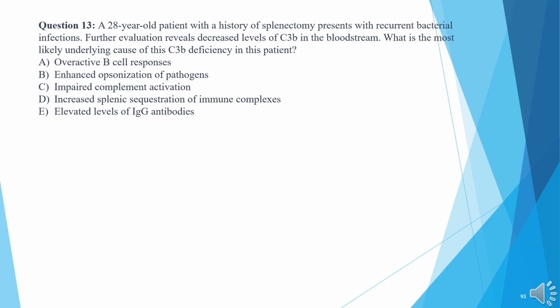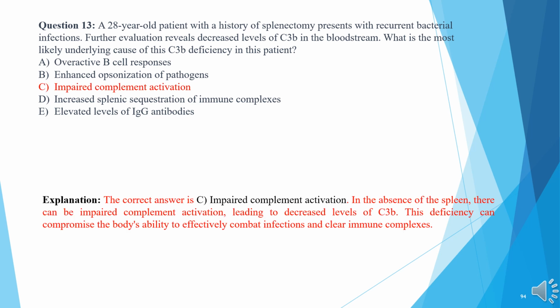Question 13. A 28-year-old patient with a history of splenectomy presents with recurrent bacterial infections. Further evaluation reveals decreased levels of C3b in the bloodstream. What is the most likely underlying cause of this C3b deficiency in this patient? A. Overactive B cell responses. B. Enhanced opsonization of pathogens. C. Impaired complement activation. D. Increased splenic sequestration of immune complexes. E. Elevated levels of IgG antibodies. The answer is C. Impaired complement activation. In the absence of the spleen, there can be impaired complement activation, leading to decreased levels of C3b.